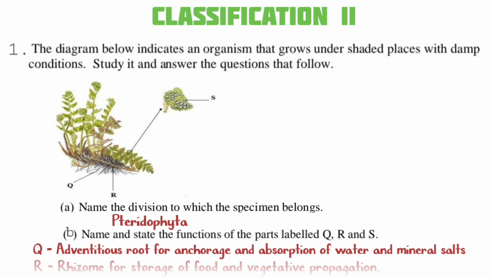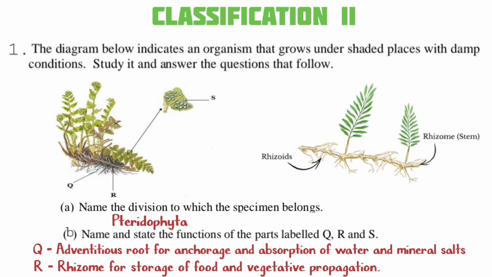I'm going to explain what a rhizome is. But before I do that, I want to state there is a difference between a rhizome and a rhizoid, okay? Rhizoids tend to be found underground, and they usually perform functions similar to roots, okay? Anchorage, absorption, and so on. A rhizome is a specialized type of stem, okay? It grows horizontally and underground.